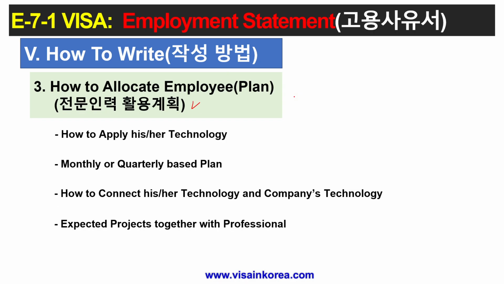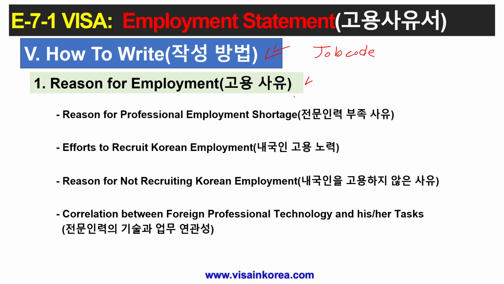And then lastly, how to allocate employee and a plan. You have to make a plan. I think that plan, your company make a plan how to use and hire the foreign professionals. Okay, we can see more details. 우선 고용사유를 작성을 할 때 이제 4가지를 제가 구분을 해놨는데 하나씩 살펴보겠습니다.